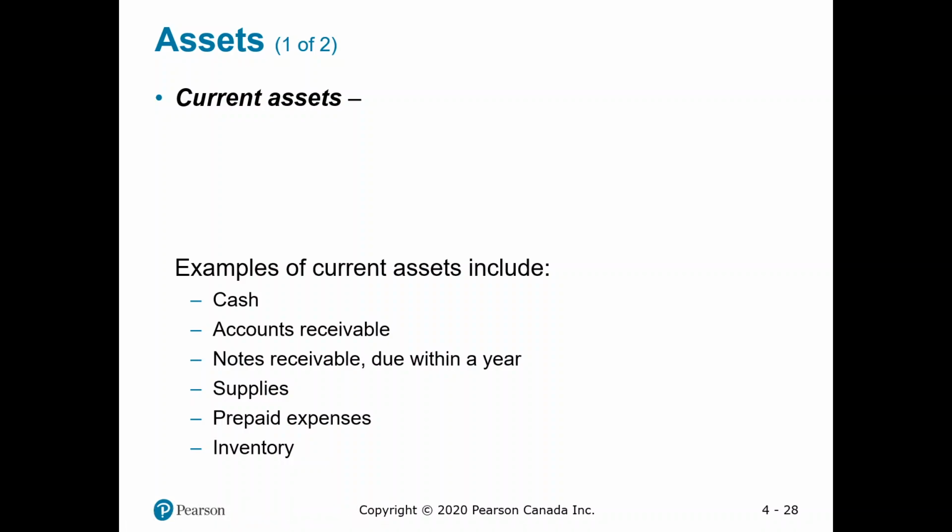Okay, so our first breakout that we will see on a classified balance sheet are current assets. And current, as we talked about back in chapter 1, are assets that are expected to be converted to cash, sold, or consumed during the next 12 months. So current equals 1 year or 12 months.